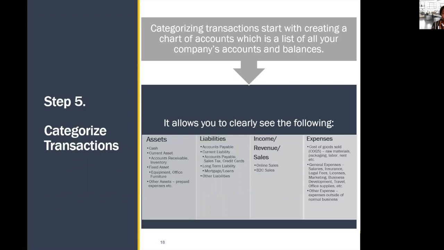That's kind of your balance sheet chart of accounts. Then we talk through your income statement chart of accounts, and I put here as samples online sales versus B2C sales or B2B sales, or wholesale, right? And then you have expenses, cost of goods sold. Those are things like your raw materials, your packaging, labor, rent. General expenses are things like your salaries, insurance, legal fees, licenses. And then you have any other expenses, which are expenses outside of your normal day-to-day business operations, like one-time fees, things that you don't typically incur as it relates to being able to do business.